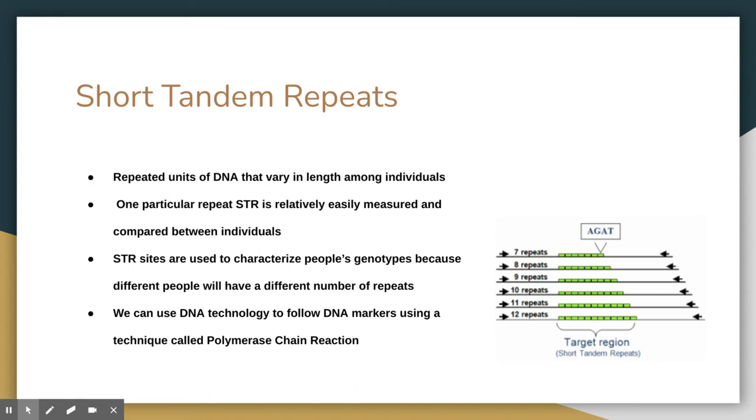There are regions of variation within the human genome, even though it is relatively identical. This variation can occur in areas that do not code for proteins. Every STR has multiple alleles or variants, and each is defined by the number of repeat units present. Using a technique called polymerase chain reaction, it is possible to follow DNA markers.